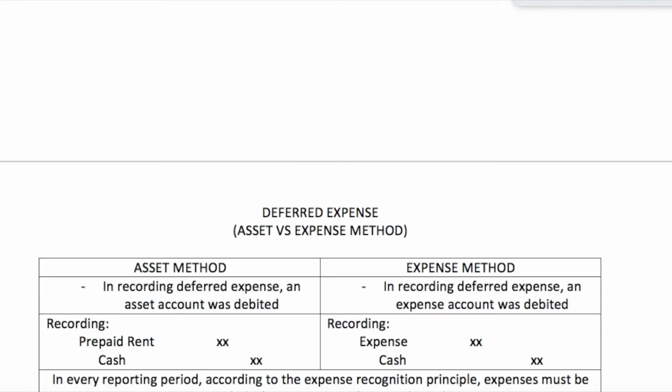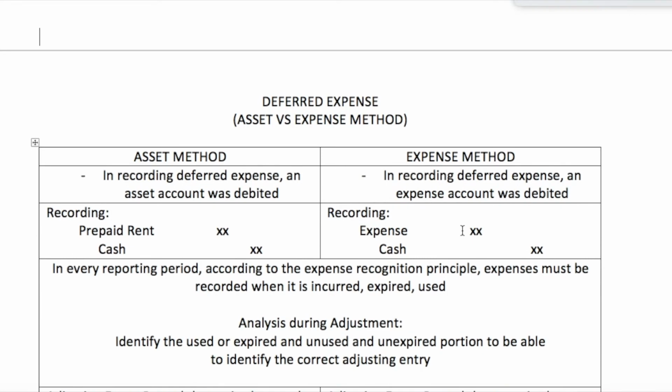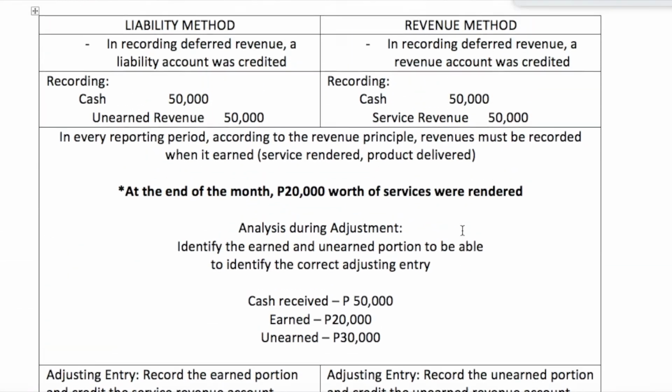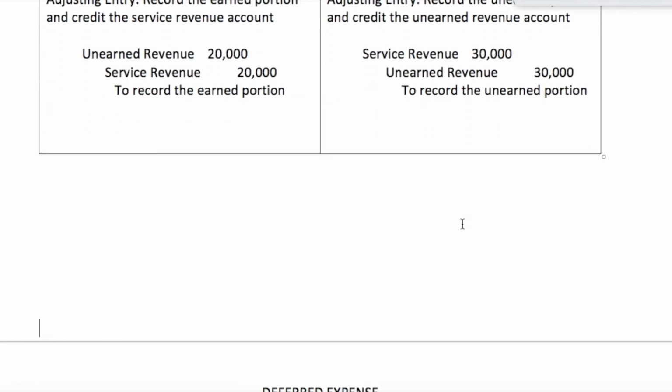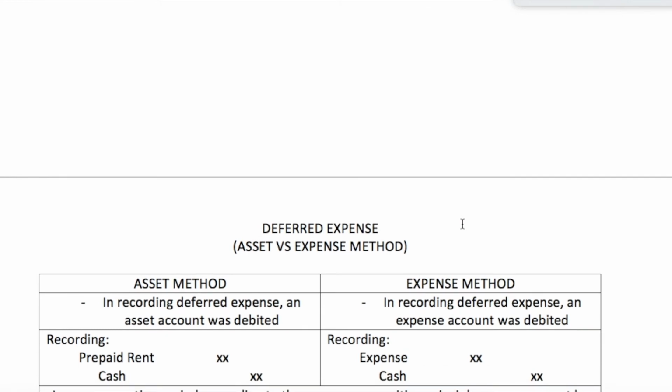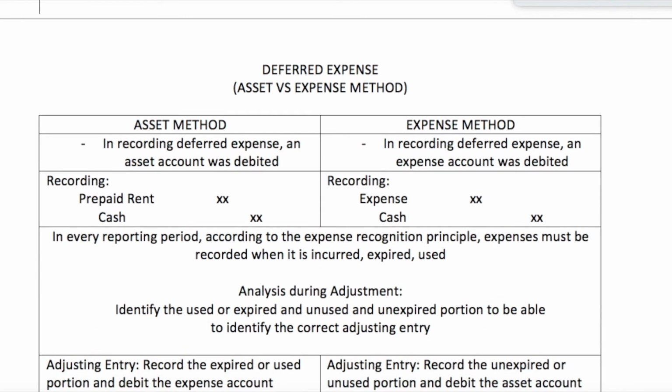This time, deferred expense. Again, deferred would mean there is cash involved, right? So when you say deferred expense, meaning you already paid cash, but you did not use it yet. It was not yet expired. You did not incur it yet. Meaning it is you who made the advance payment.